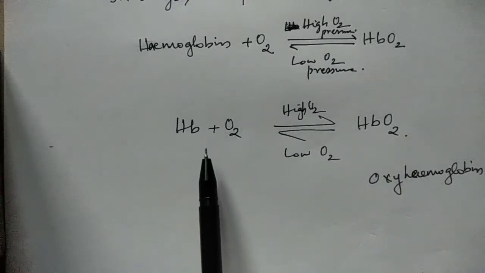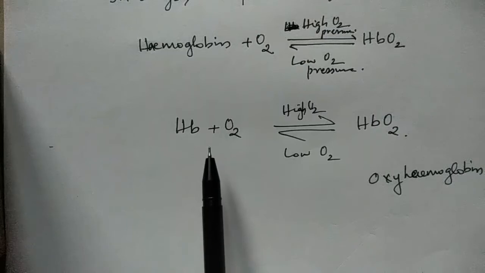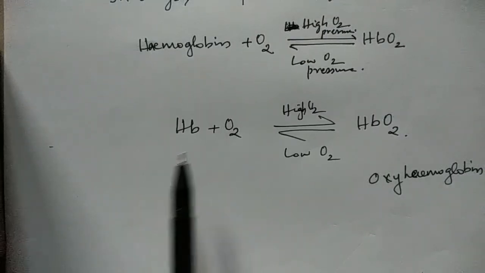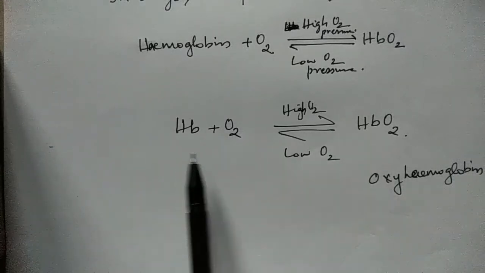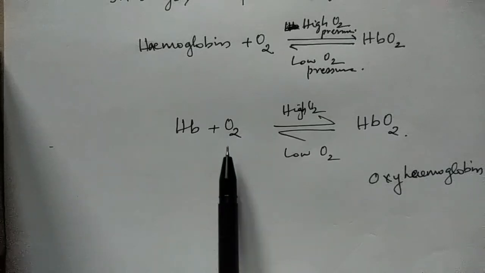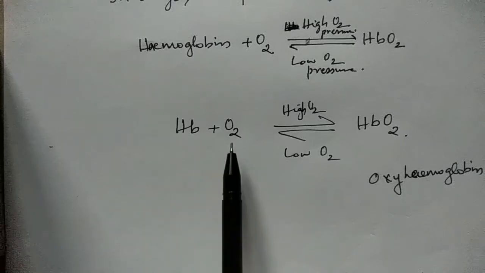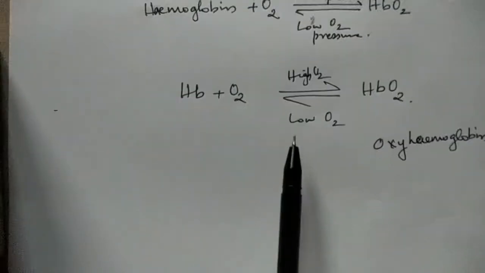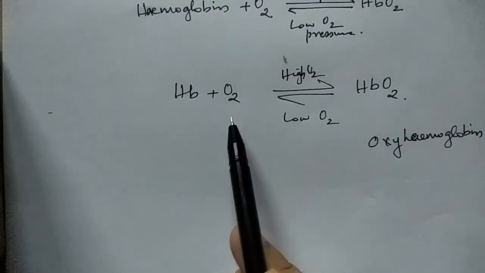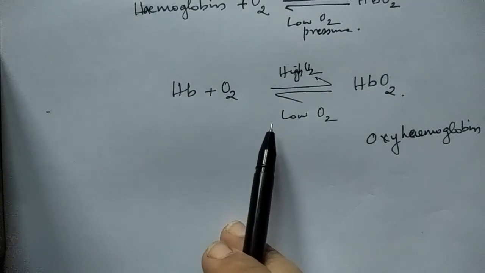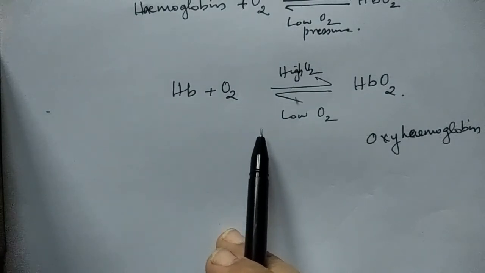Hb is simply how it is written; it is not the chemical formula of hemoglobin. In short, it is written as Hb. So hemoglobin plus oxygen: where there is a very high concentration or pressure of oxygen, it will combine to give oxyhemoglobin. Now we'll see where the oxyhemoglobin will be releasing the oxygen: in a place where there is less concentration of oxygen.